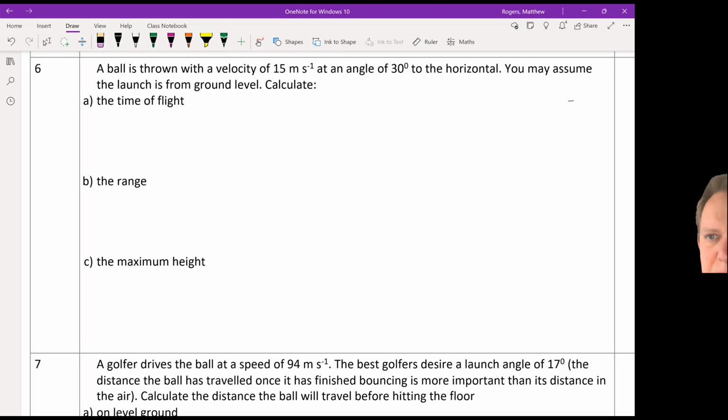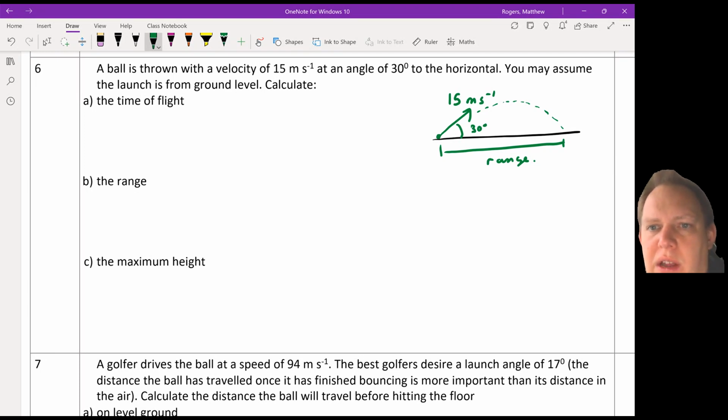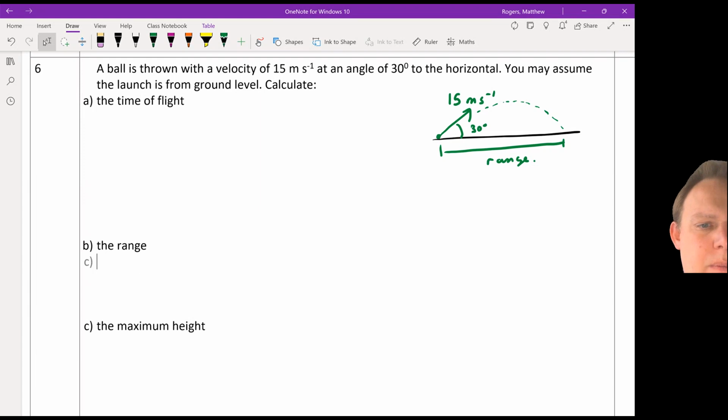We've got some level ground. We've got a ball launched at 15 meters per second at an angle of 30 degrees, travels through the air and hits the ground. This distance here is known as the range. So this is a projectile motion question that starts by us needing to resolve this vector. I'm going to put some more space in because I don't think I've left enough.